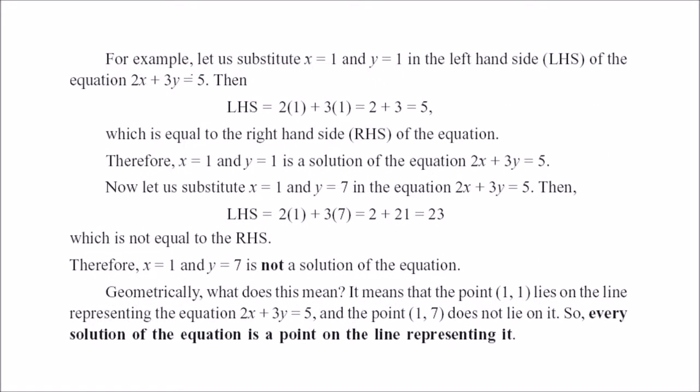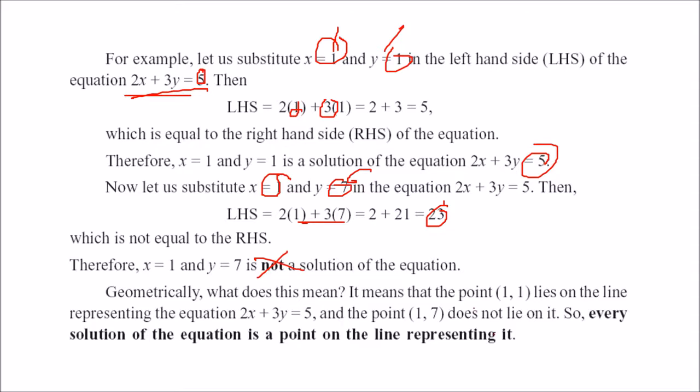Let us take this equation we just suggested. Place x equal to 1, y equal to 1. If we place x equal to 1 and y equal to 1 here, we see that it is equal to 5. Exactly, it is equal to 5. So this is the solution, because it is actually satisfying this equation. Now if we put x equal to 1 and y equal to 7, we see that it is not solving it, because the right hand side is 5. Is this equal to 23? No, because 23 and 5 are different. So x equal to 1 and y equal to 7 is not a solution.